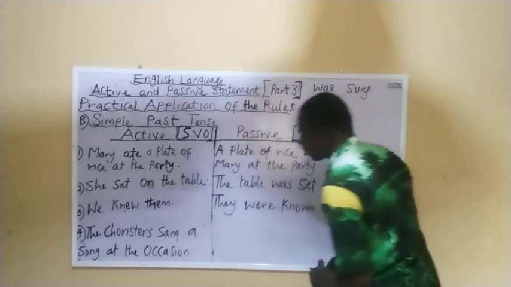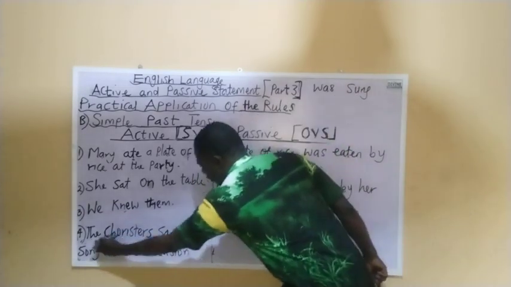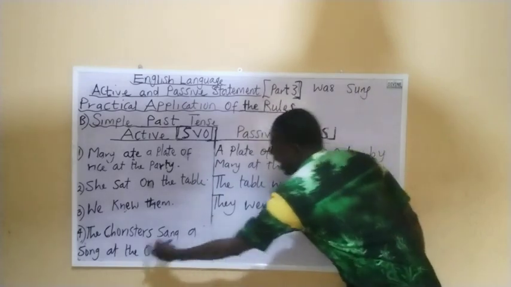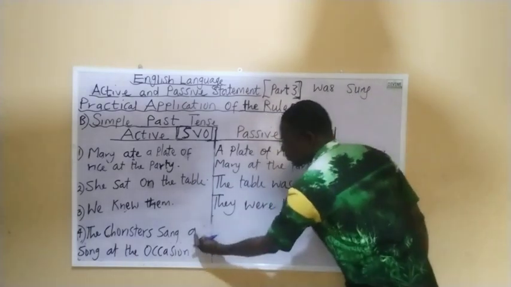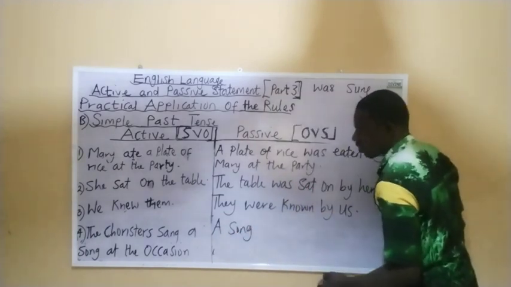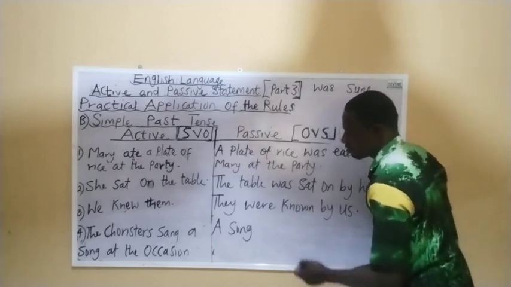Number 4. The choristers sang a song at the occasion. So we start with what? A song, which is the object. The choristers is the subject, sang is the verb, a song is the object, at the occasion is the adverb. We start with a song. A song here is singular. A song here is a singular subject.